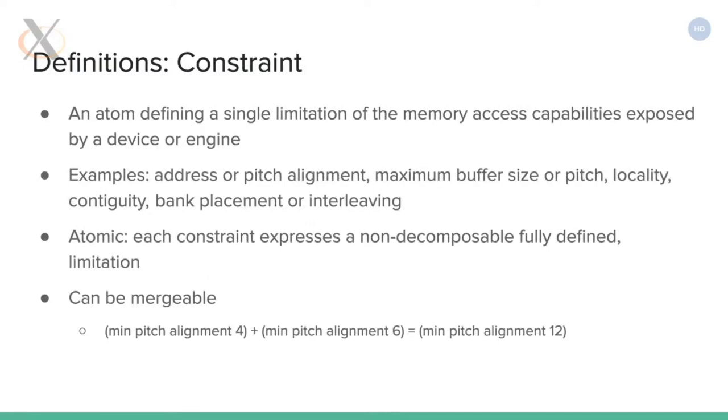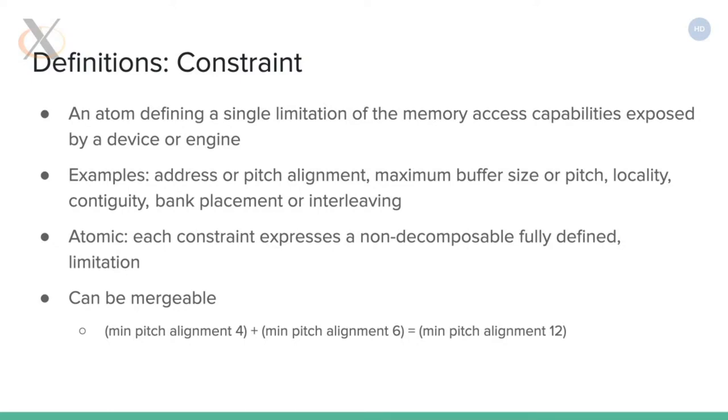Okay, let's start off by going through some definitions of the terms we're going to discuss in this presentation. The most basic one is a constraint, which is a single atomic definition of one limitation of a device or engine that's trying to access memory in some way. Examples of a constraint would be any kind of address or pitch alignment requirements, a maximum buffer size or pitch, locality, like if memory has to be allocated on a chip that's physically near to the device in question or actually on the device.